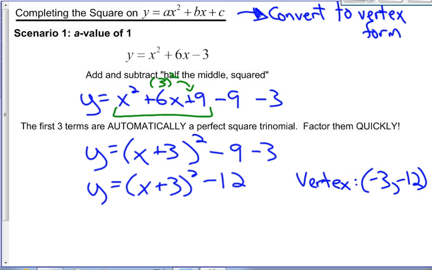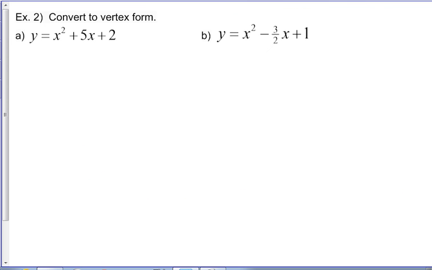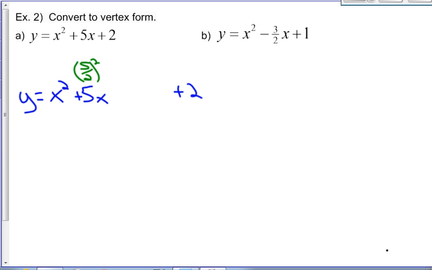That's the technique when we don't have anything in front of our x squared. So let's practice it. Convert to vertex form. I'll leave some space after my 5x because I know I'm going to have to add and subtract something. And what is it? Well, it'll be half the middle squared. So that's plus 25 over 4 minus 25 over 4. And this is going to be much more straightforward in fractional form than in decimal form.